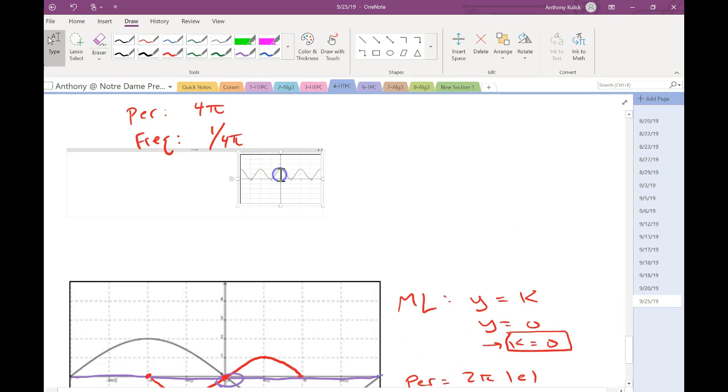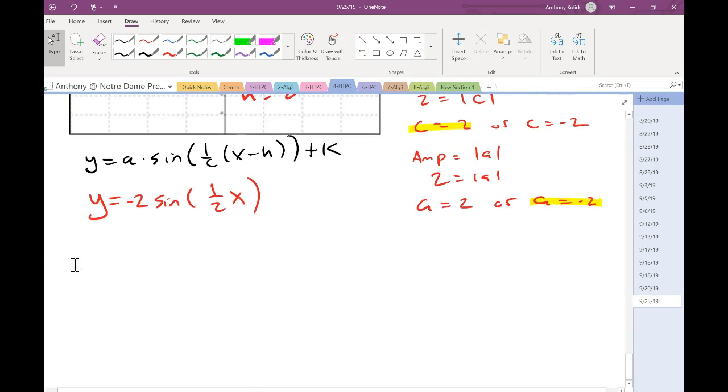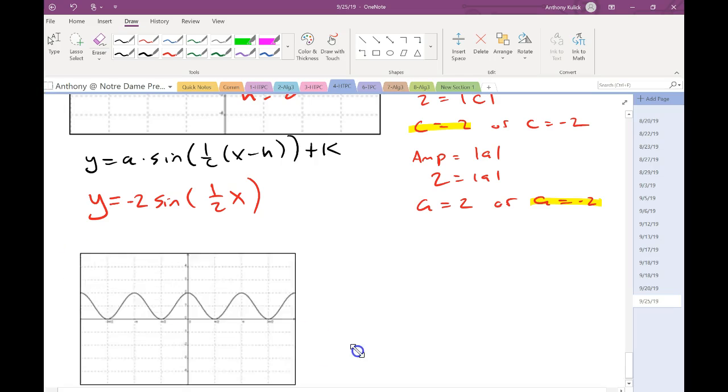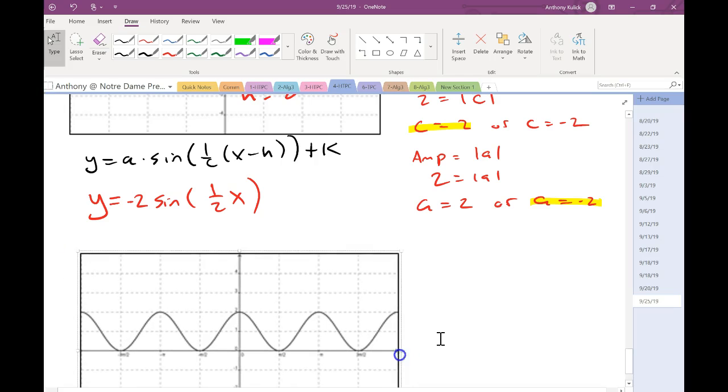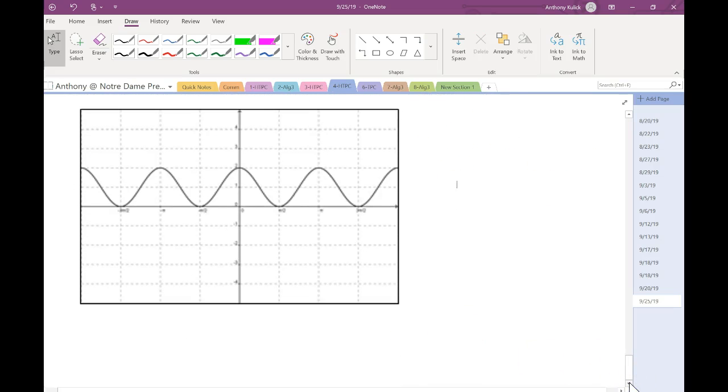I think I stole another graph there. Let's grab you. Yeah, it's just another graph. It's just a little graph, that's all it is.